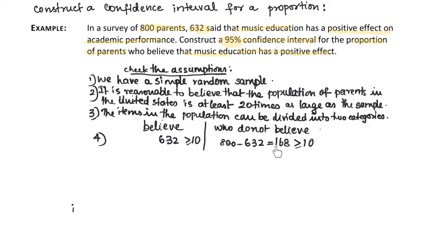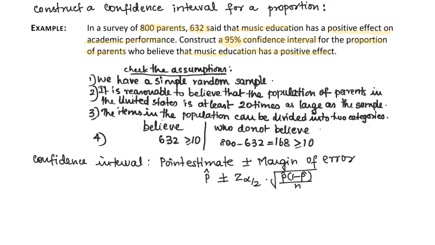So that is 168, that is also greater than 10. So I am going to start with the formula for constructing the confidence interval. That is point estimate plus or minus the margin of error.